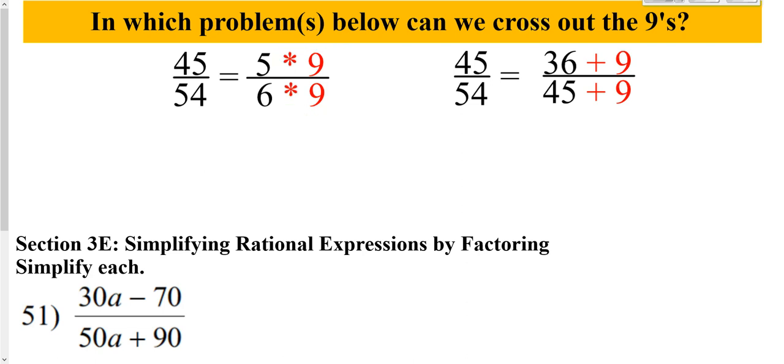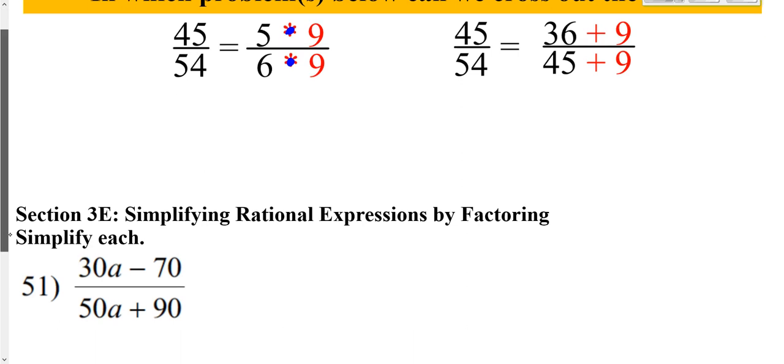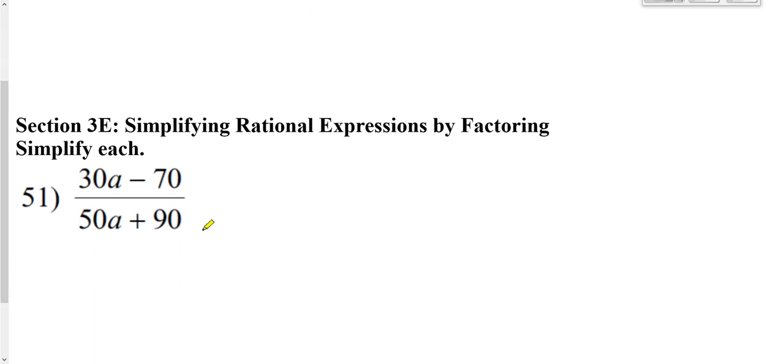So it's important to note you can cross stuff out, top and bottom, if it's multiplied by the top and multiplied by the bottom. Now, when we look down below here, we could not take a 10 out of here and here because it's not 10 times the top and 10 times the bottom. But we could go ahead and factor it.